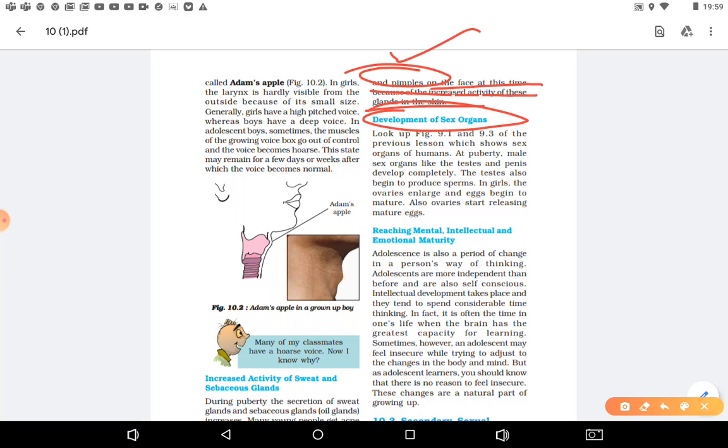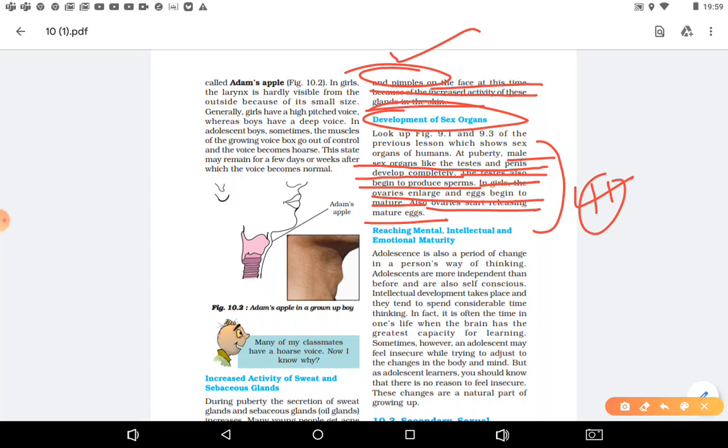Then development of the sex organs. ठीक है, we have done in the previous chapter the sex organs of human beings. During puberty, the male organs, the testes and the penis, develop completely. The testes start to produce sperms. In girls, the ovary also starts producing eggs. So these are the things which occur during the adolescence period.